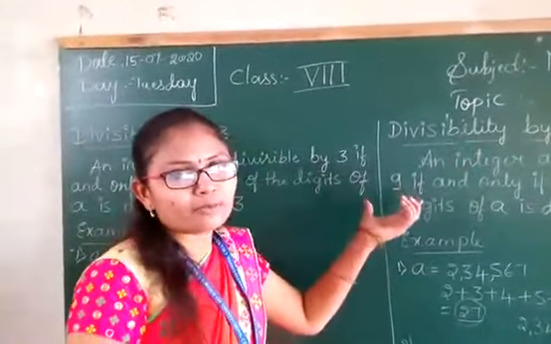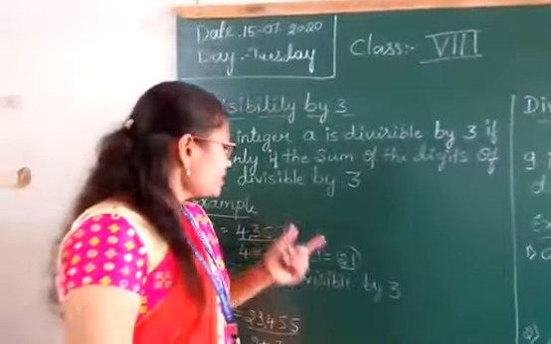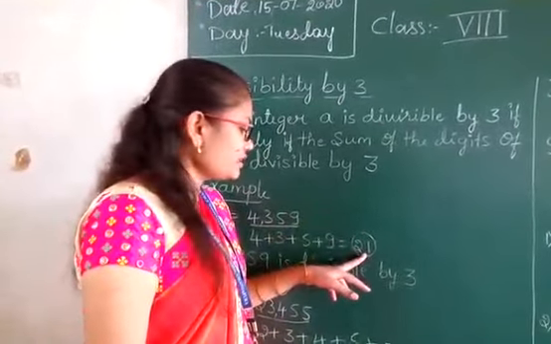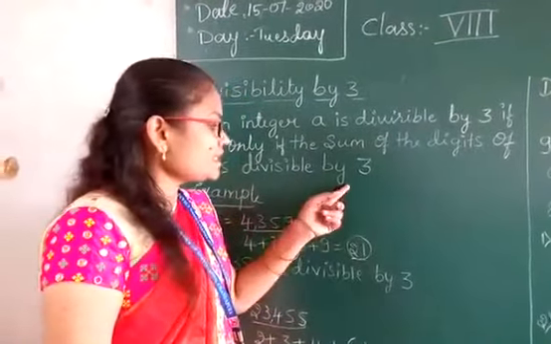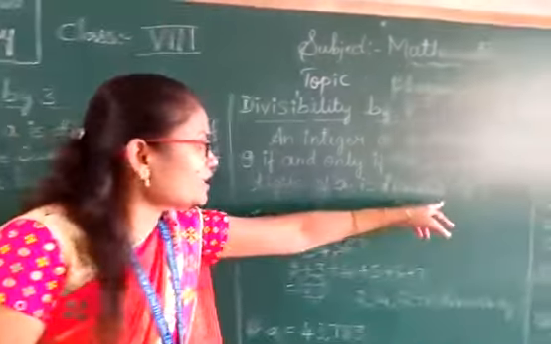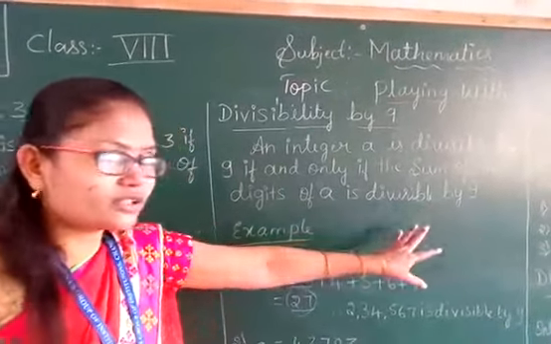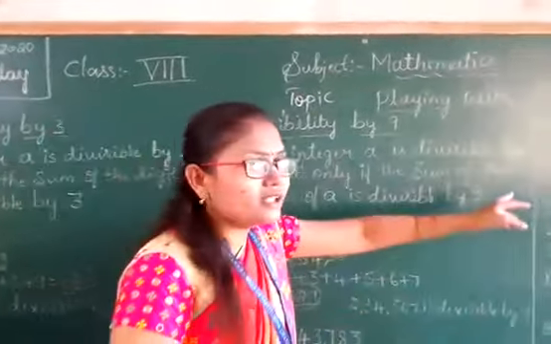I hope you understood how to check divisibility by 3 and divisibility by 9. Both are the same procedure. Here we have to consider the sum and check whether the obtained sum is divisible by 3 or not, or whether the obtained sum is divisible by 9 or not.